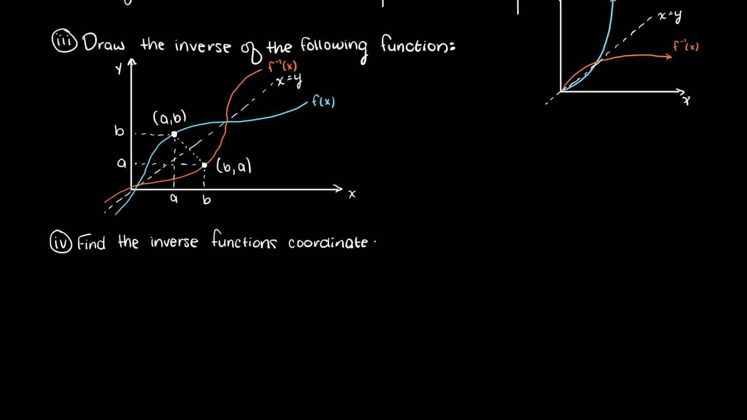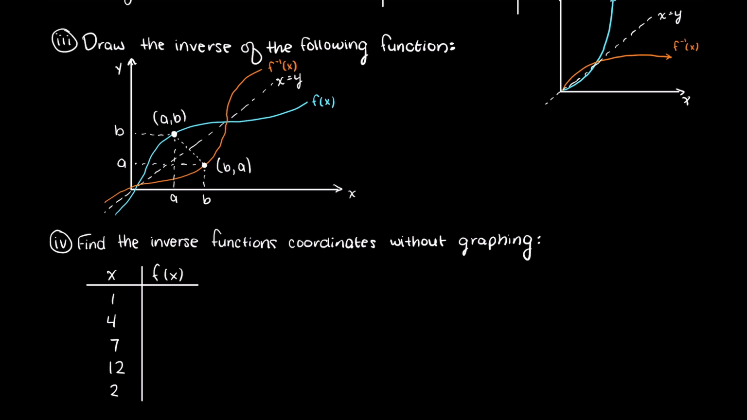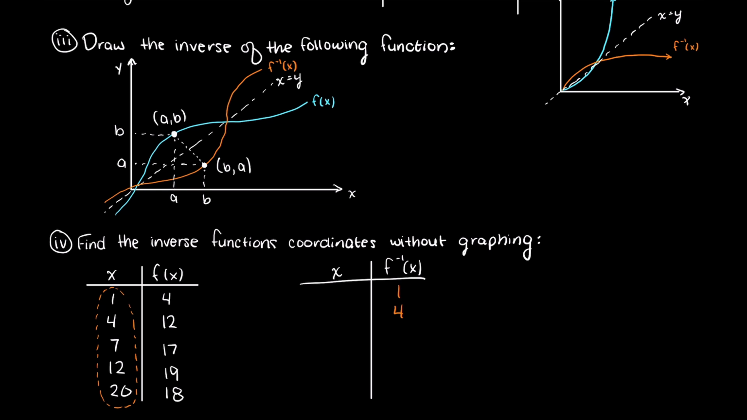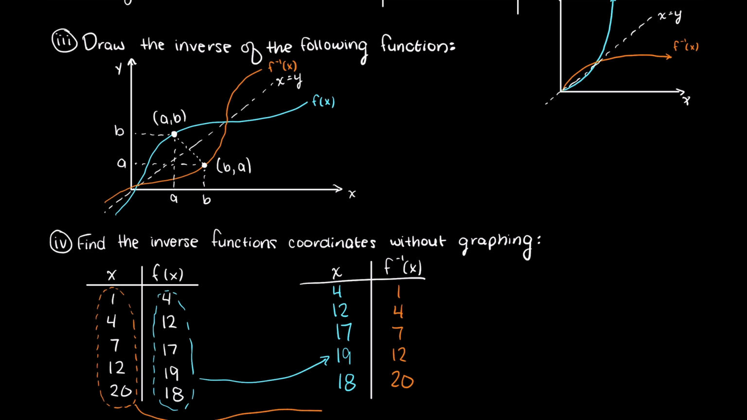Lastly, we are told to find the inverse of the following table's information without graphing the function. Well, we can also now do this easily. Let's just begin another table here, and then we can take our output information from our original function and use that as our input information to our inverse function. Then we can do the same for our output information for our new table. And that is all we need to do for this question.